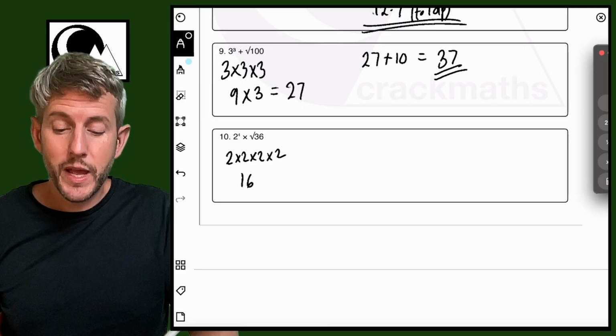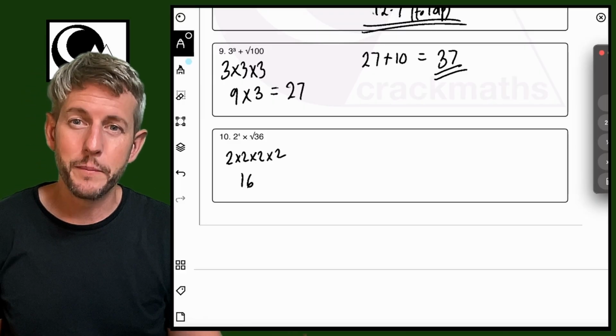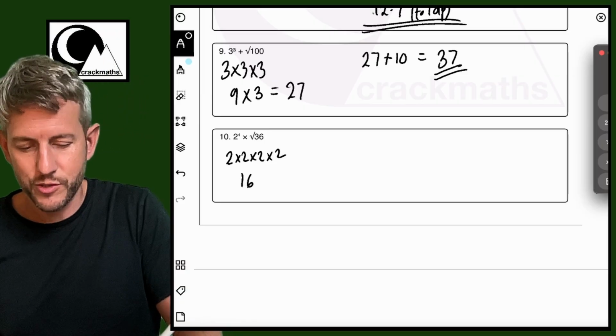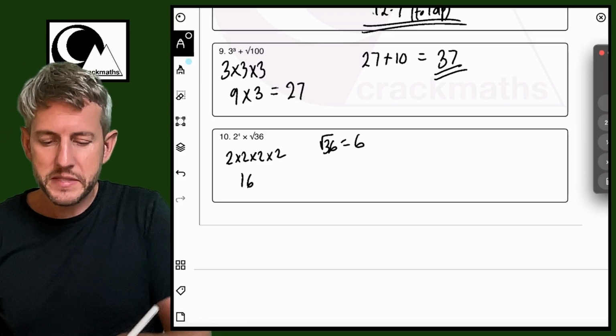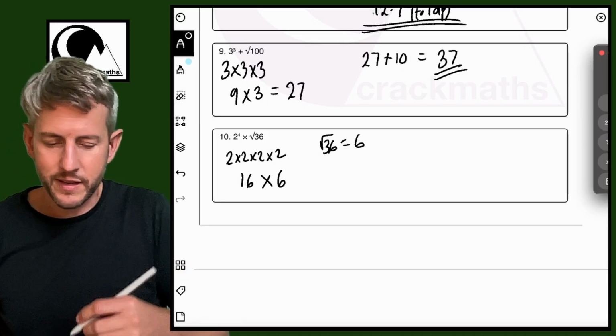And then the square root of 36, well, 36 is a square number. It comes from doing 6 squared, so 6 is the square root of 36. So I'll just write that down here. The square root of 36 equals 6. So this calculation becomes 16 multiplied by 6.